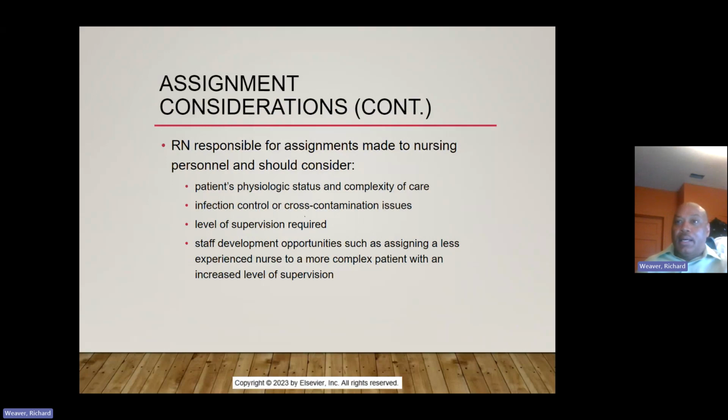You're assigning the nurse taking care of that patient with the patient who has a compromised immune system, and that can cause some cross-contamination and can actually kill the patient who's immune compromised. So you have to be really careful about assigning tasks to those patients, or to those nurses, if you will, right? Also, the degree of supervision is another thing that must be considered.